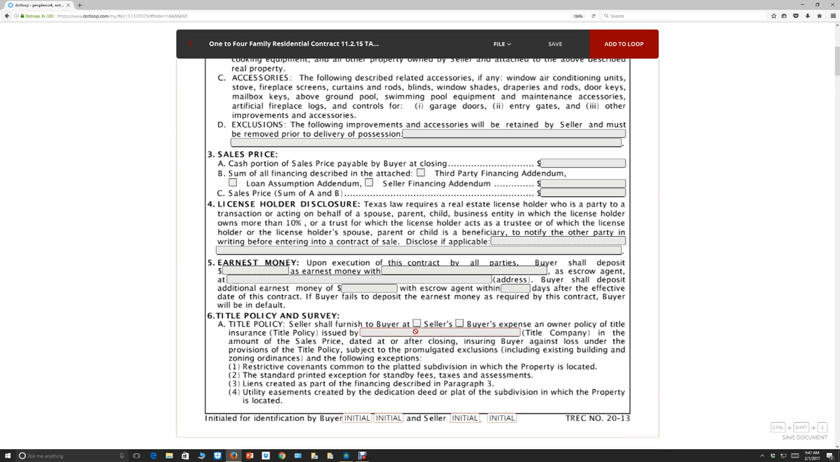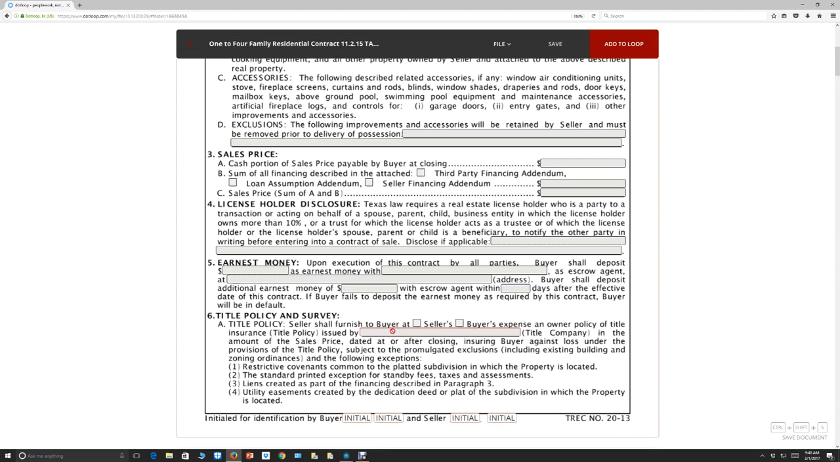Title policy. Seller shall furnish to buyer at seller's expense or buyer's expense. Title policy, that is very negotiable. I would say seller's expense is customary, but in these days of multiple offers, it is not uncommon to check that the buyer will pay. This is a way to increase seller net, the net proceeds seller will walk away with, without increasing the sales price. So if you're worried about an appraisal, pay some of the expenses as opposed to increasing the sales price, and that will get your offer accepted more likely.